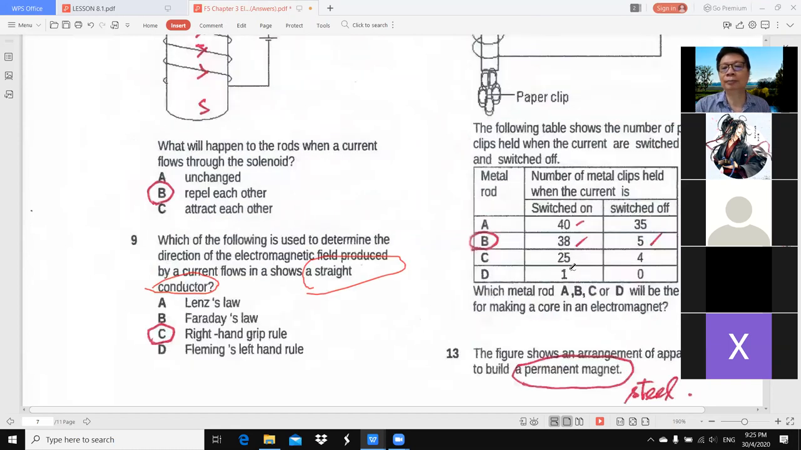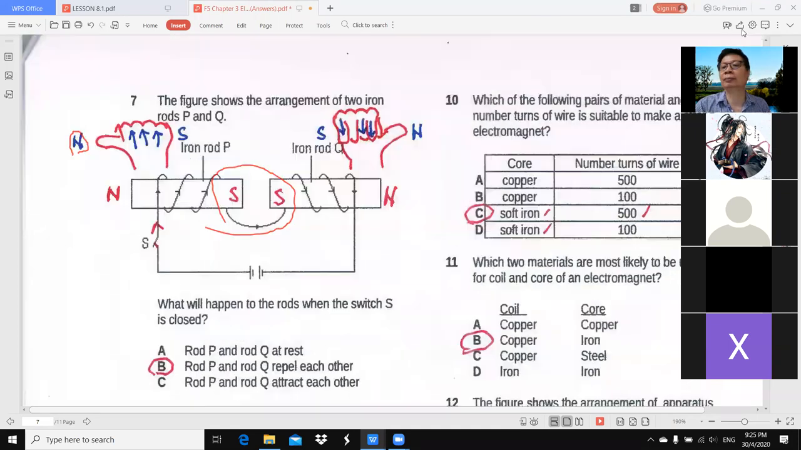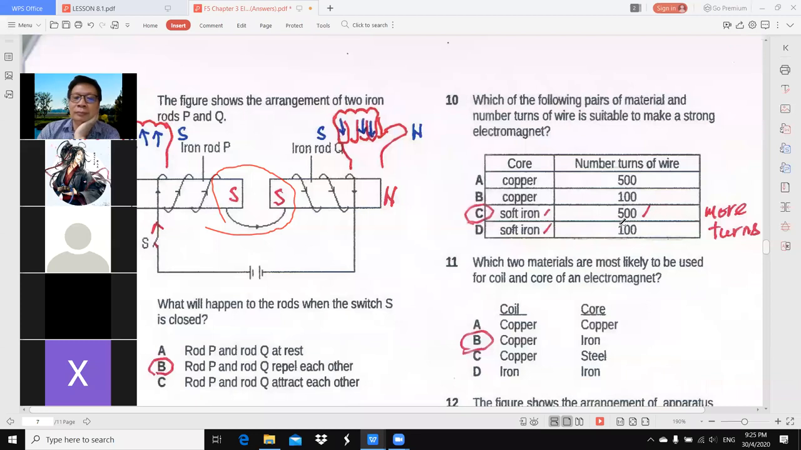Okay, next, question number 10. I'll move here. Read the question number 10. Which of the following pair of material and number of turns of wire is suitable to make a strong electromagnet? Okay, this question now refers to this diagram. Come, I show you.